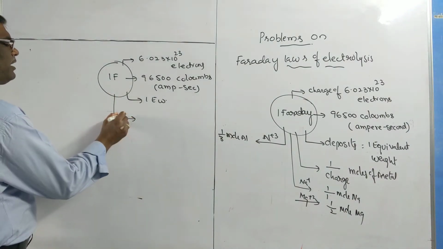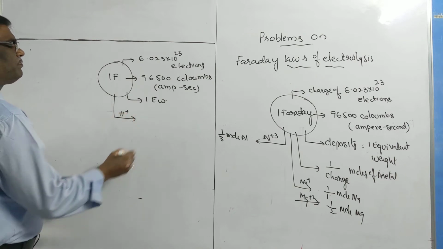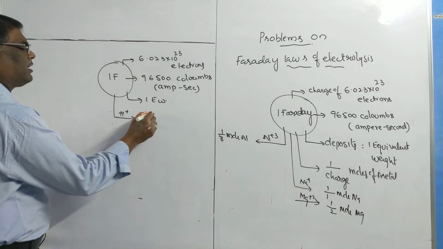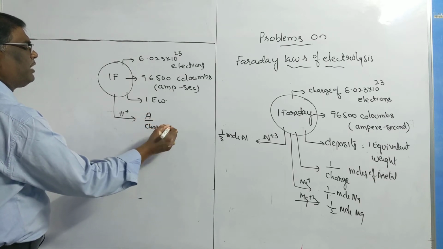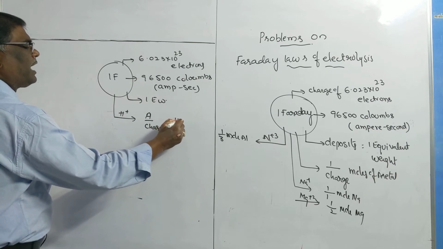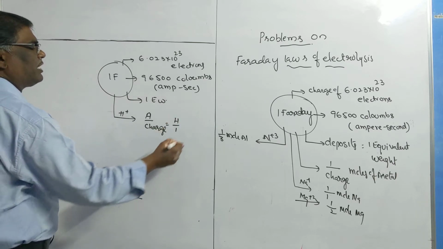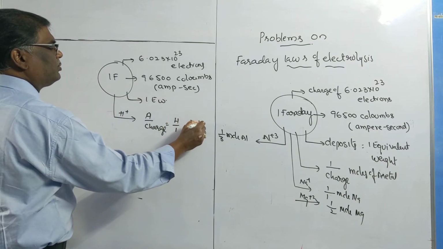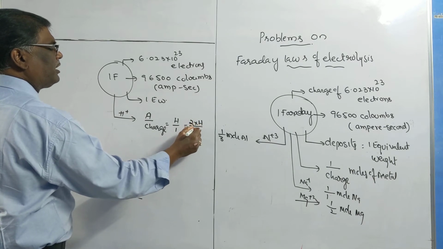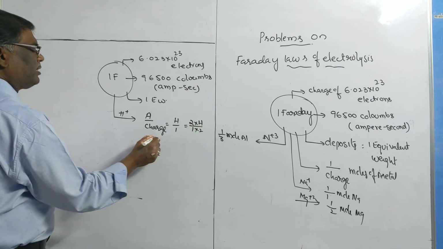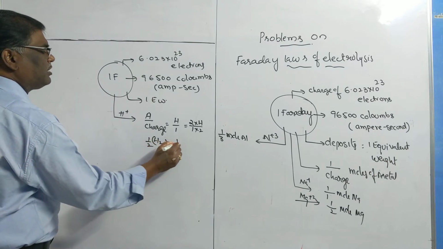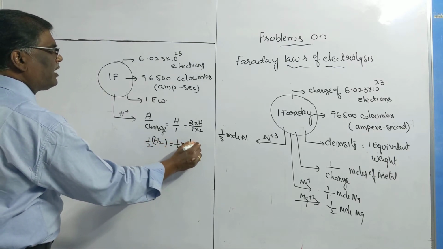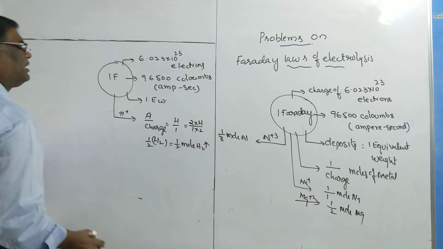In case of diatomic gas like hydrogen, equivalent weight is nothing but atomic weight by charge or valency. Atom is hydrogen, charge is 1. Now you multiply the denominator and numerator with 2, then we get H2 by 2. That means 1 by 2 mole of hydrogen it is giving.